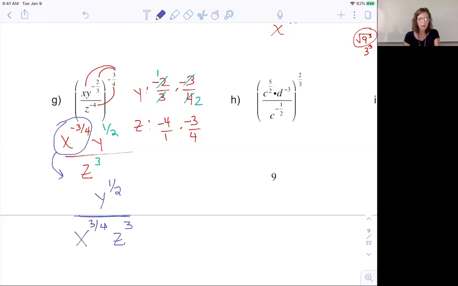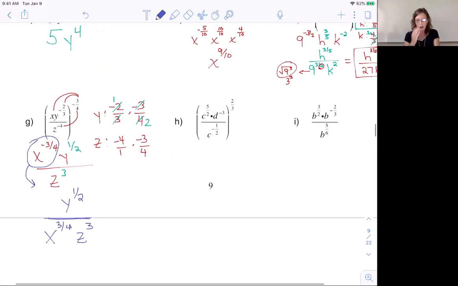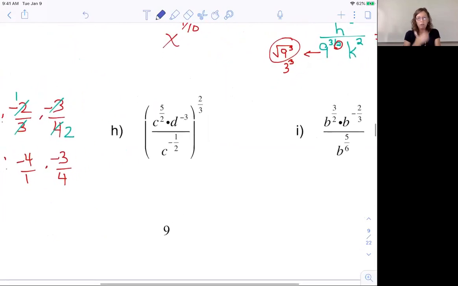All right, so it looks like H and I, the last two problems here, are similar to the ones that we've just done.